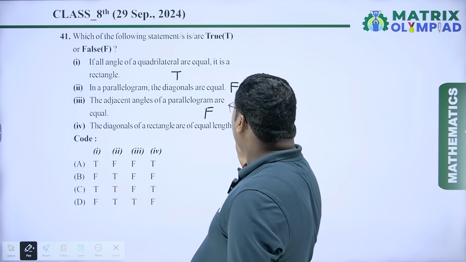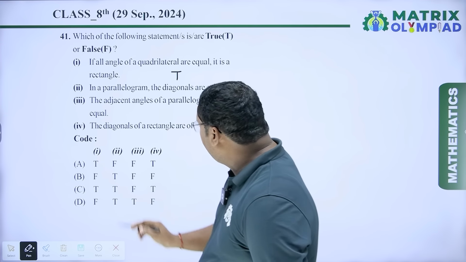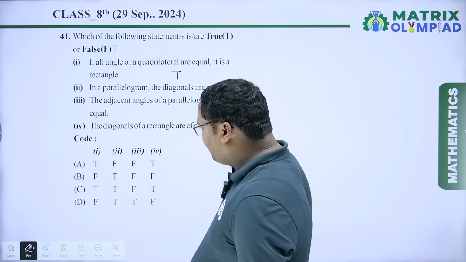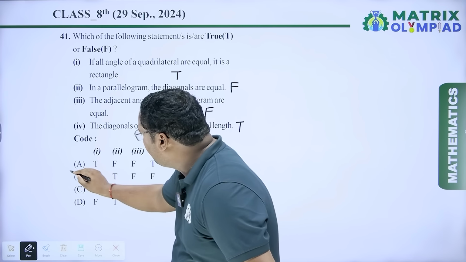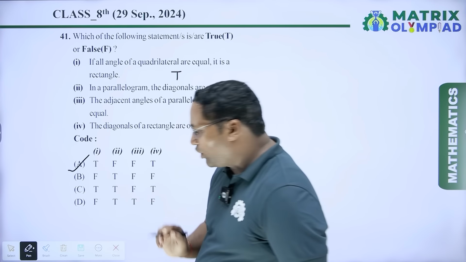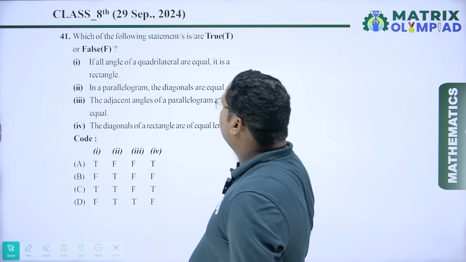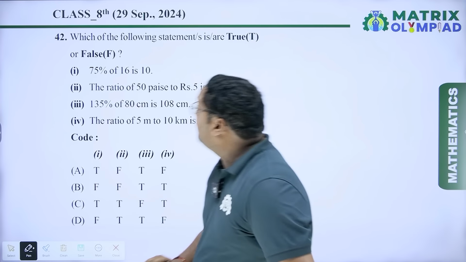So it is a true statement. So the option is TFFT. TFFT is option number A. So the right option is option A. Now coming to the next question, which is question number 42.